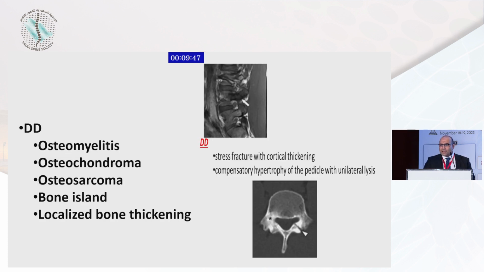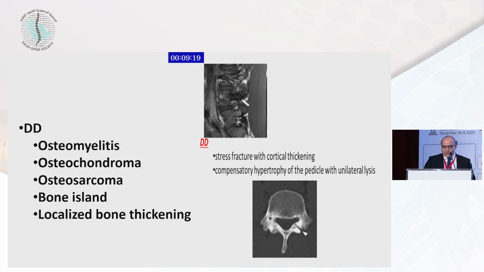The differential diagnoses include many other pathologies, like osteomyelitis, but of course, the laboratory investigation will show increased ESR and C-reactive protein. The total leukocytic count may be increased as well. Osteochondroma has a different radiological picture. Osteosarcoma, of course, is very aggressive and has other radiological pictures.